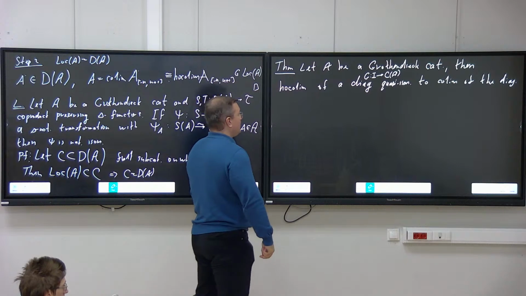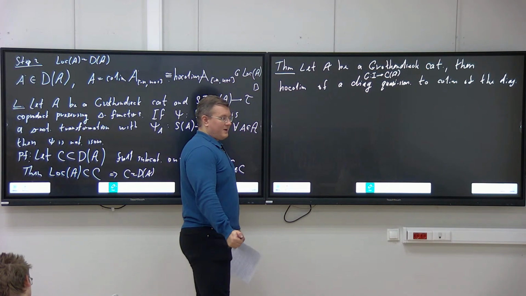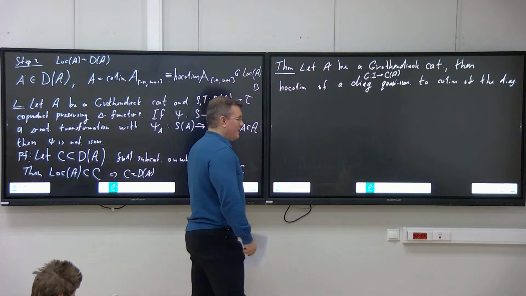And what is hocolim for this diagram? Yeah, that's something that I defined 15 minutes ago. Totalization of... Yes, yes.